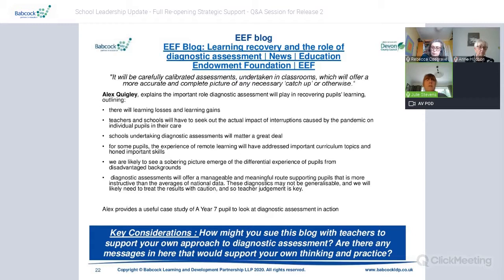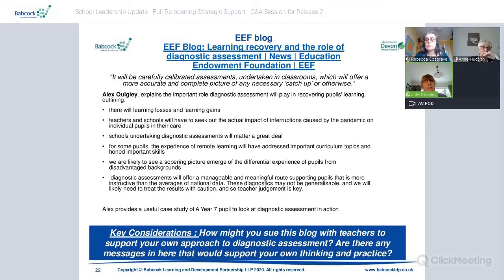I just want to flag up just another piece of another blog actually for me, EF. I think they are the blogging champions at the moment in terms of information coming out. But just to say, there is a really useful blog that's come out recently by Alex Quigley there, and I just thought this was a nice summary slide actually for the afternoon. In that it just explains how important the role of diagnostic assessment will play, as we all know, in that recovery and moving children's learning on.